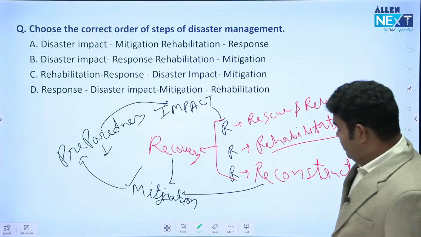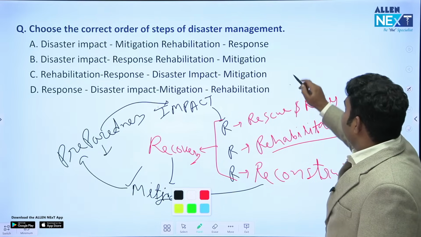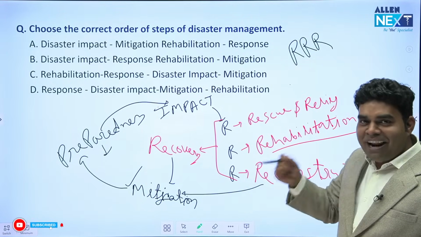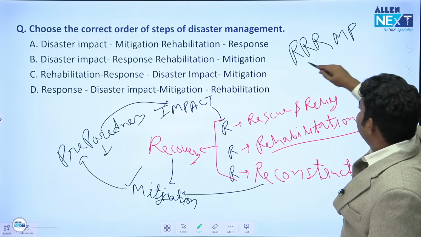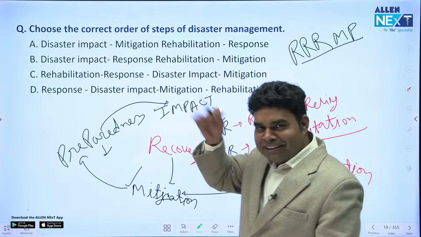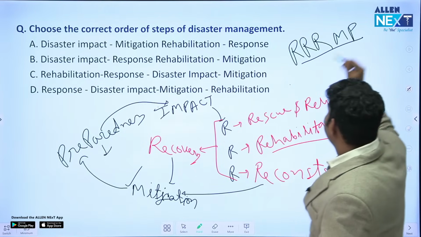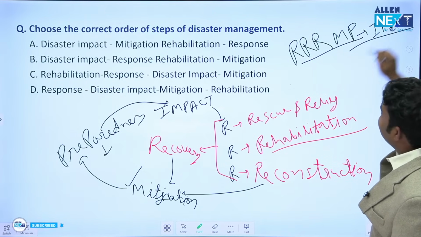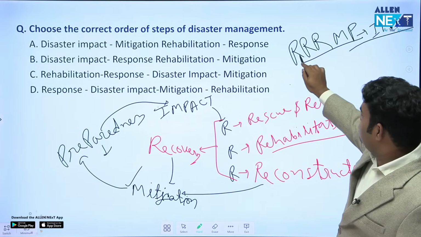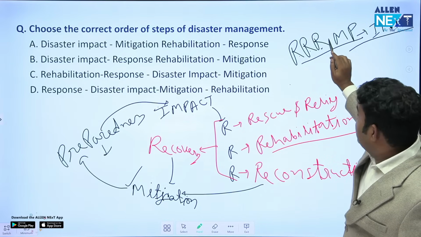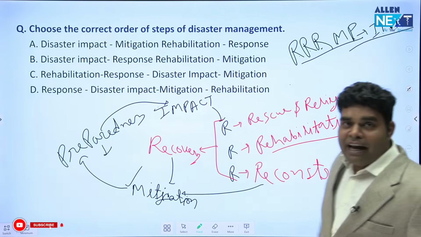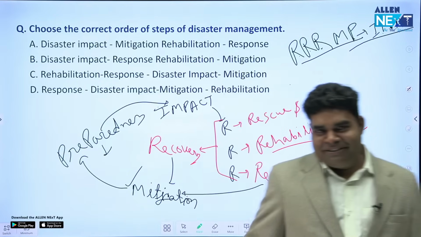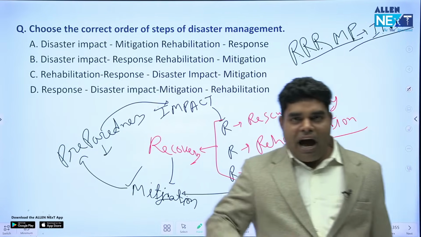How will you remember it? A very simple way of remembering it can be triple R. And you have seen that movie, na? Triple R. And suppose triple R went to MP, to have some bhang or something in Ujjain and all. And after having bhang and all, there will be impact. They will be high or something. So what this triple R means? Rescue, rehabilitation, reconstruction, then mitigation, then preparedness. And of course, whether you are prepared or not, there will be next impact. So impact will always be there. So triple R MP is the sequence.